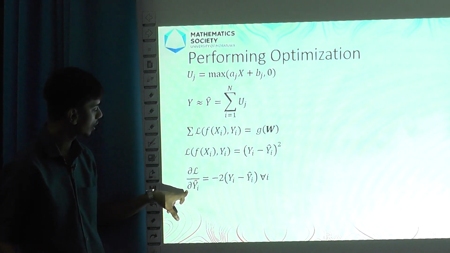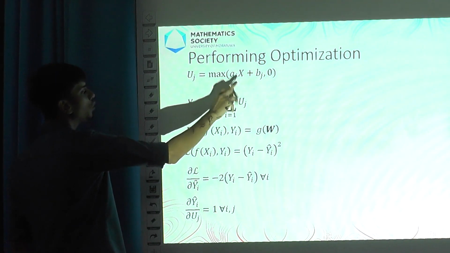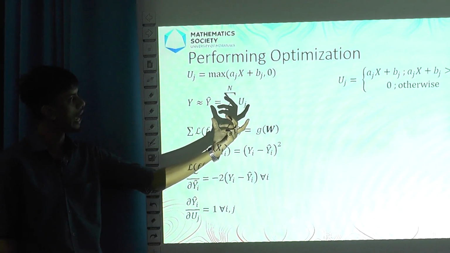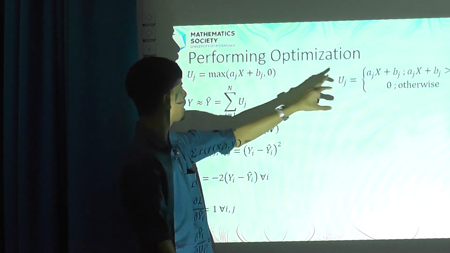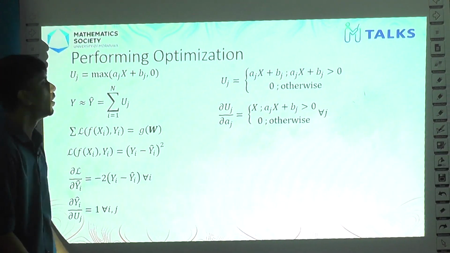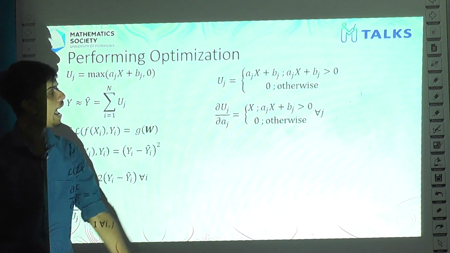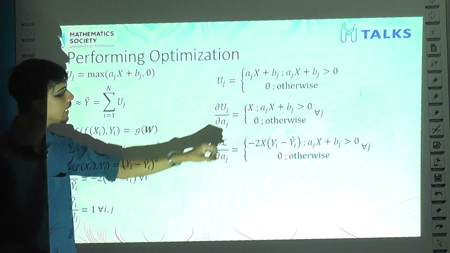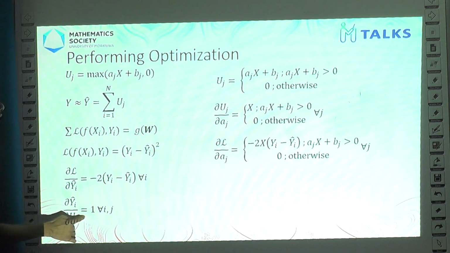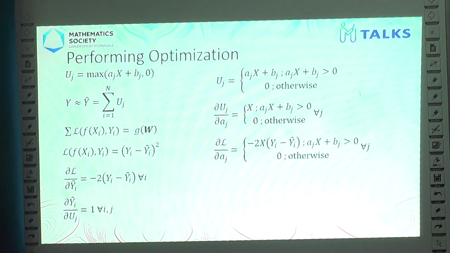You can get a derivative. If you differentiate this y hat with respect to any of these u's, your derivative will be 1, because it is just a summation. And if I take u_j, any of the u's, it looks like this: if this is greater than 0, it is this one, otherwise it is 0. If you differentiate with respect to a_j, if it is greater than 0, this is x, otherwise it is 0. Using these and the chain rule, if you multiply these together, you will end up with the derivative of L with respect to A.